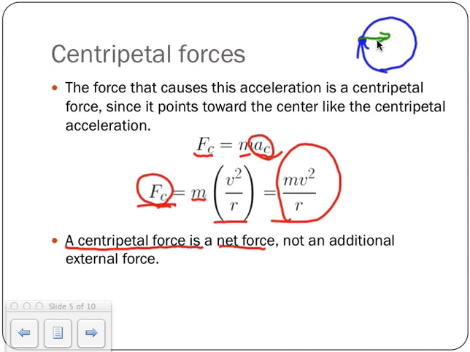I guess that's supposed to be the center of the circle. We're going towards the center of the circle here. You wouldn't say, well, we have gravity pulling them down, and we have the normal force pushing them up, and then we have the centripetal force pushing them towards the center. There has to be something that's causing that centripetal force. And, in this case, it's the friction with the ground.